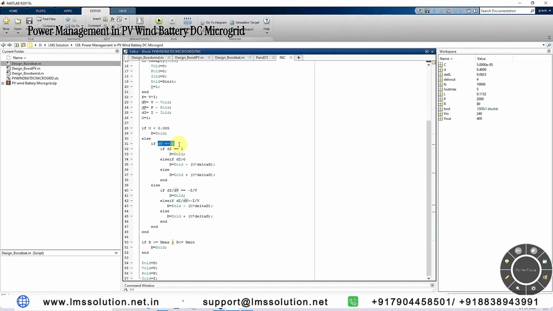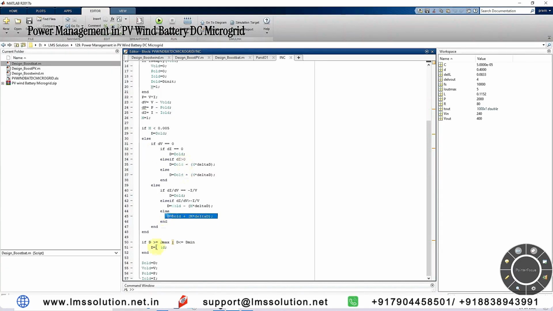If dV is not equal to 0, then you have to check the condition dI by dV equal to minus I by V. If this condition is true, then we have to maintain the duty cycle of the previous instant. That means the PV panel is already operating at the maximum power point. If dI by dV is greater than minus I by V, then we have to decrement or increment the duty cycle in order to change the PV panel voltage and get the maximum power from the PV panel.